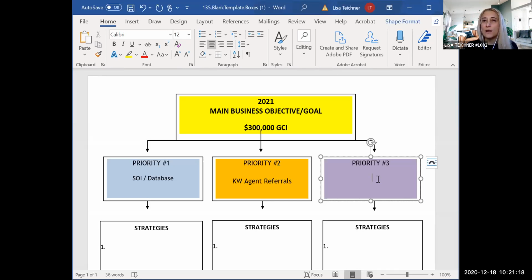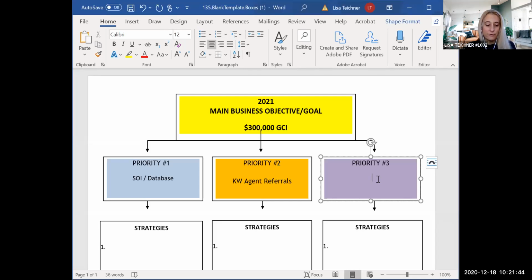You may also want to implement systems in your business that you haven't implemented as a priority. If you're a really high level agent, that could be, I'm going to focus on upping my customer service game for my clients, and I'm going to create systems around that. And that's going to bring me more business. So, that can be a strategy under priority number 1, but for some agents, it's its own priority.